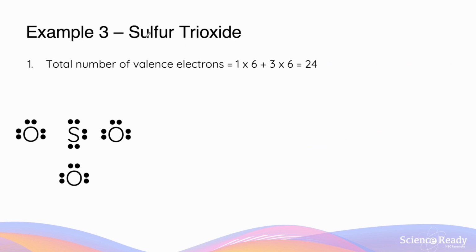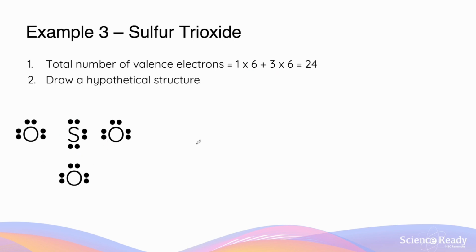Example 3, sulfur trioxide. Sulfur trioxide consists of 1 sulfur atom and 3 oxygens. The total number of valence electrons is equal to 1 sulfur times 6 because it's in group 16, and 3 oxygen atoms times 6 as well, because oxygen is also in group 16. And this gives me a total of 24 valence electrons. Remember, we need to place the least electronegative atom, which is sulfur, in the center, surrounded by the oxygen atoms.